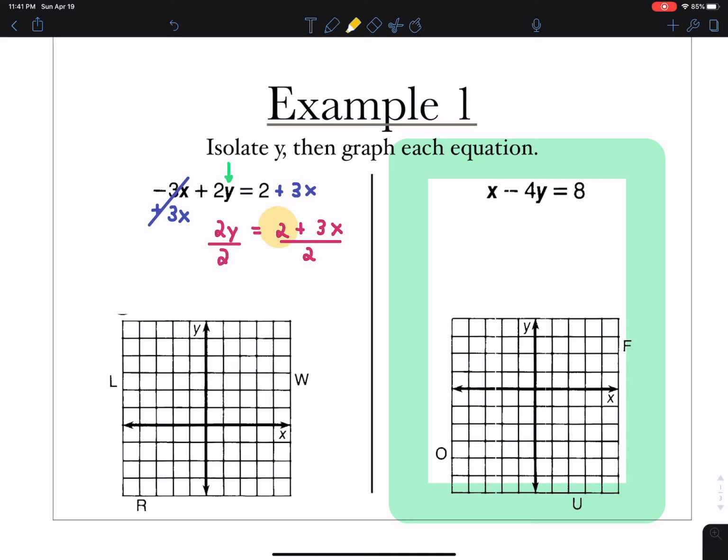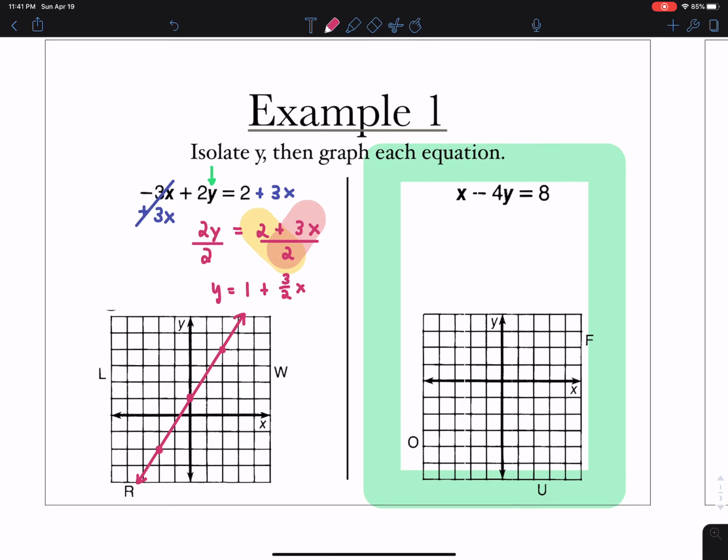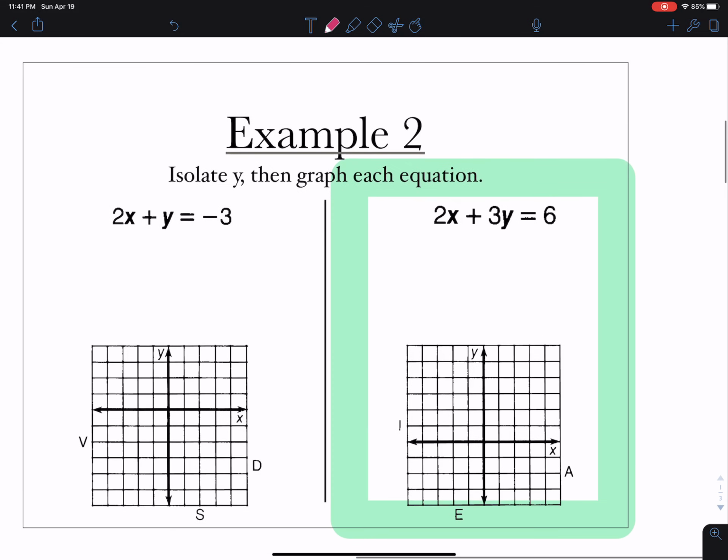And remember, we have to take 2 and divide by 2, which is going to give us a y-intercept of 1. And we also have to take this 3x and divide by 2. So it's going to give us a slope of 3 over 2. With that, we start with the y-intercept of 1. And we're going to go up 1, 2, 3 over 2. Down 1, 2, 3 over 2. And that's going to get us all the points across our graph. So we can connect our straight line. And it's going to look like that. So I'm going to leave the second one on this page for you guys to do. And move on to example 2.